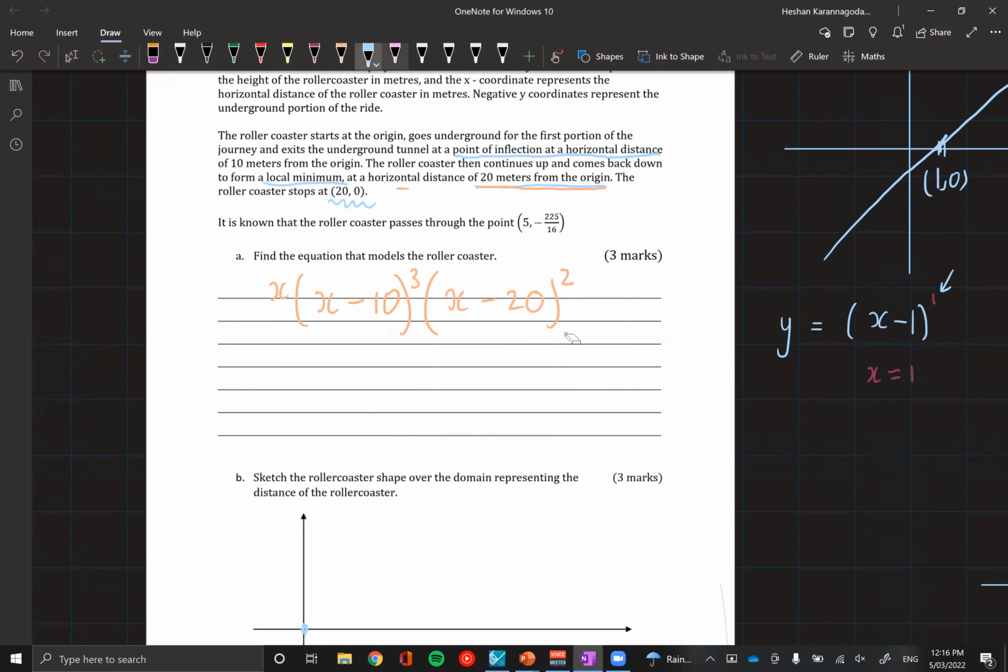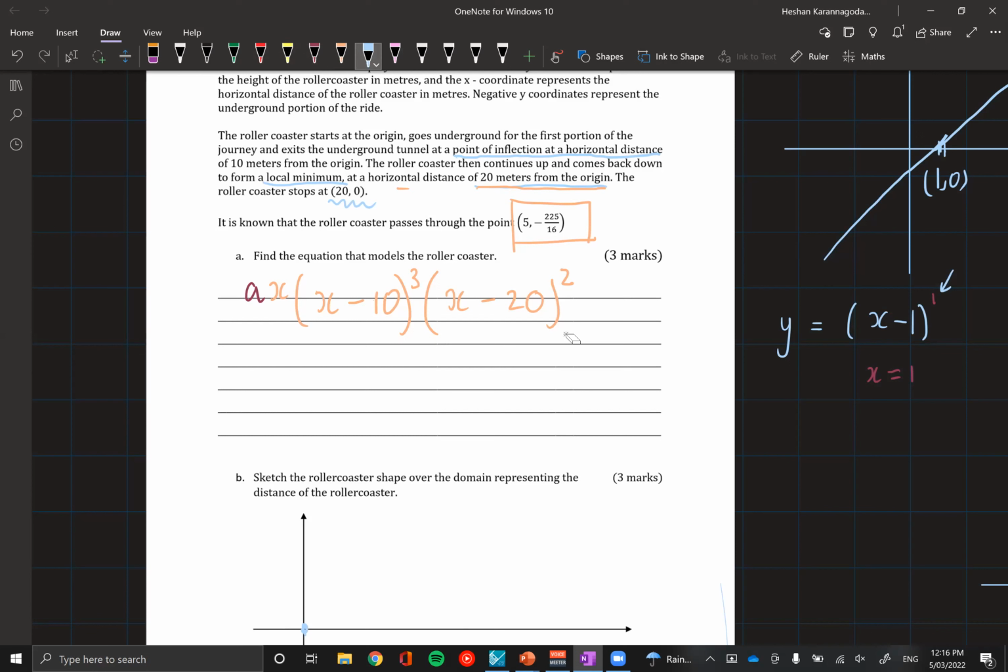So we pretty much have modeled all of our intercepts and our turning points and our cutting points and our bouncing points, right? The last thing is they give us this little bit of information here, and they tell us that it's known that the roller coaster passes through the point (5, -225/16). So the reason they say this is because you can have different intercepts, but you can have a different dilation factor at the front. So this question actually has a dilation factor at the front like this, and a is what we have to solve, right?